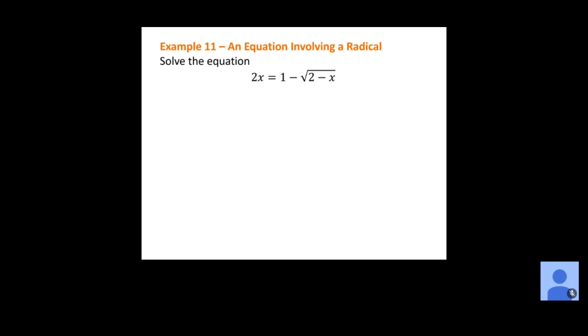The 1, good. All right, so I'm going to move the 1 to the other side, so I'm going to have to subtract it. So that's going to give us 2x minus 1 is equal to negative square root of 2 minus x. Now, at that point, what we want to do is try to get rid of that square root, right? You might be saying, well, there's a negative in front. Well, how are we going to get rid of the square root here? What would you have to do to get rid of a square root?